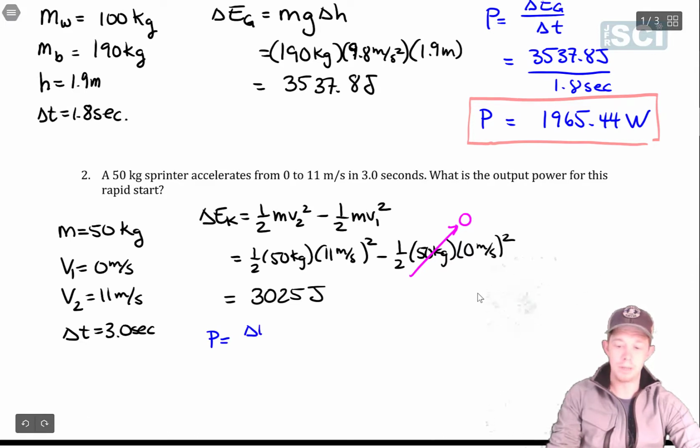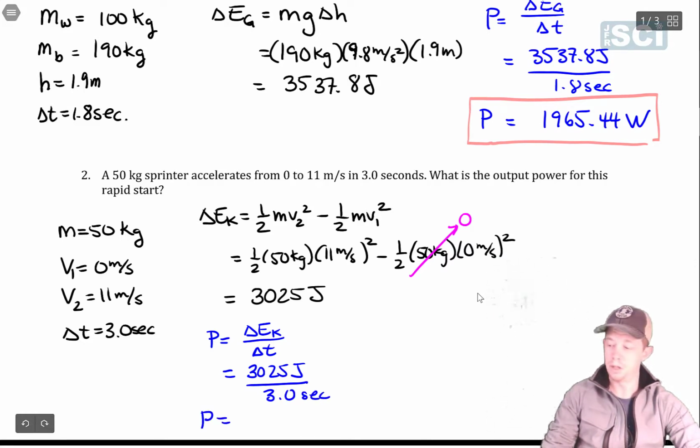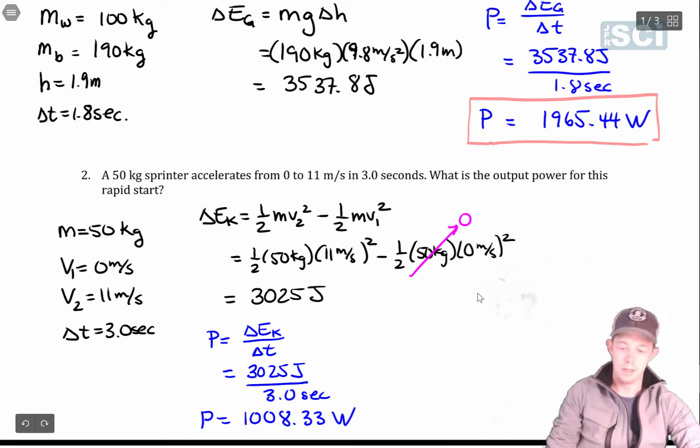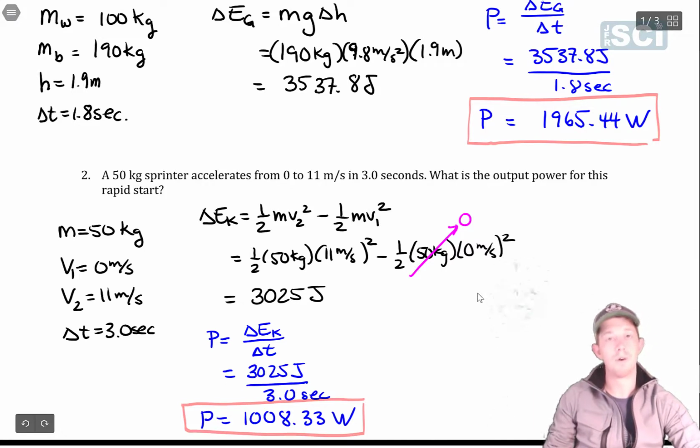So it's going to be the change in kinetic energy in this case, divided by the change in time, which is 3,025 joules in 3 seconds, which tells me that the power output of this sprinter is 1,008.333 and so on, it continues, watts. And there is my power output for my sprinter.